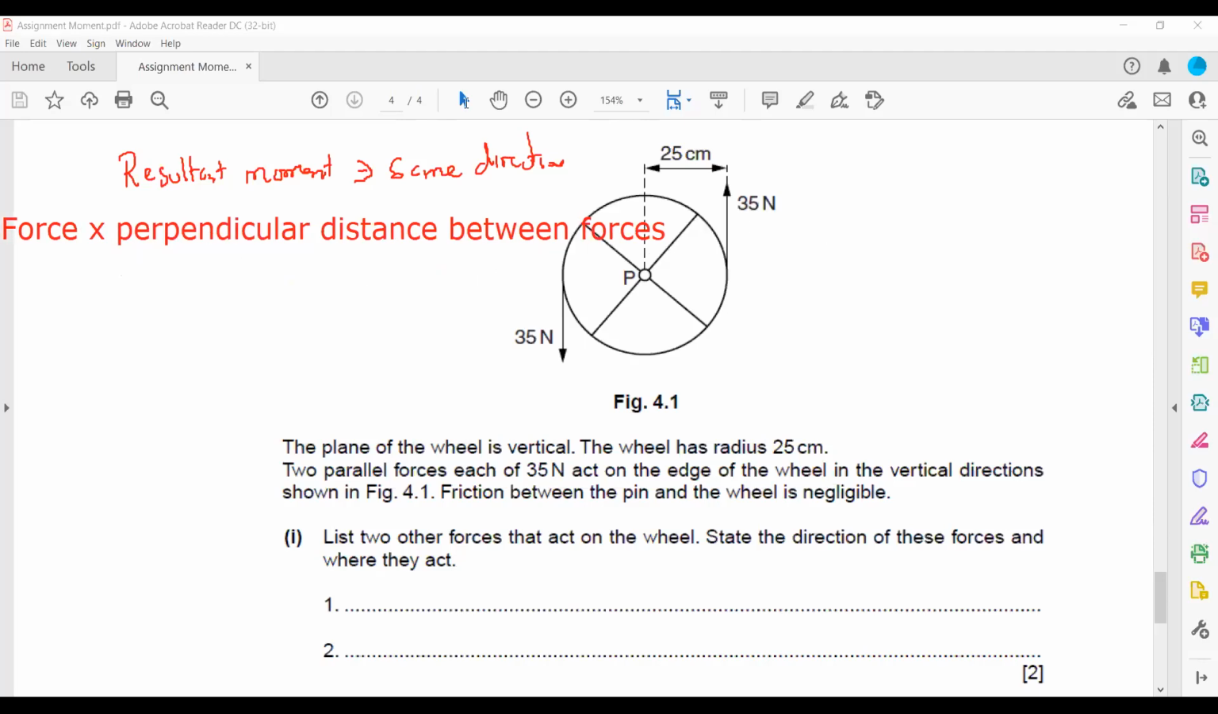So the force is 35 multiplied by the perpendicular distance. The radius is 25, and this is also 25, so 25 plus 25 will be 50 centimeter or 0.5 meter. When we multiply, it will be 17.5 Newton meter, and the direction will be anti-clockwise. Is it clear? The moment of the couple.